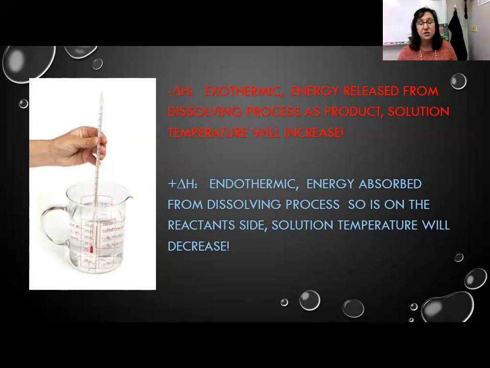And I know that students still struggle with what's the system, what's the solution, what's the surroundings. Well, with solutions, it's kind of all happening in one container. Think of the dissolving process as the system, but that solution itself, which has a lot of solvent particles as part of the surroundings, really is the surroundings. So if we have an exothermic process, that solution is going to experience an increase in temperature.